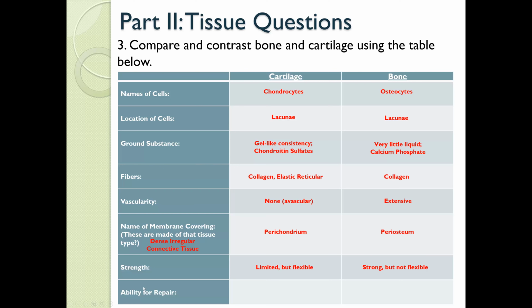And then finally, the ability for repair. Cartilage has a very limited ability for repair, and that is mainly because it is avascular, whereas bone has an extensive ability for repair. So if you break a bone, it will heal, either if set back in the normal position, or it could even heal in a funky position if you didn't get it set.